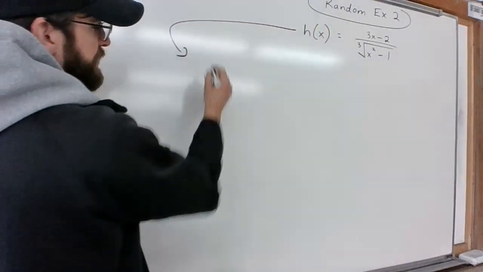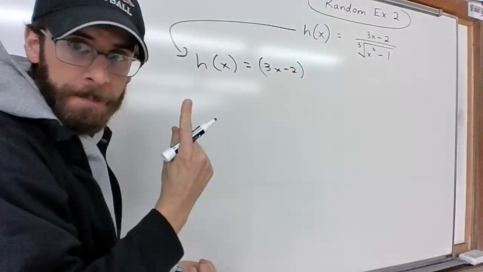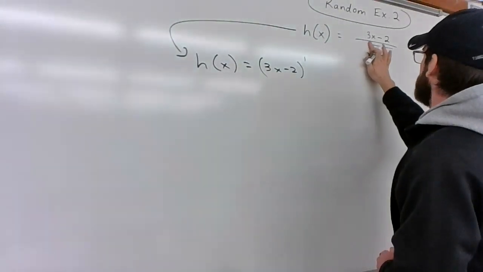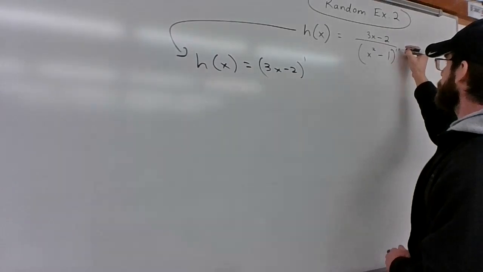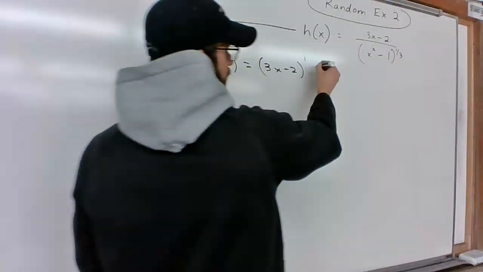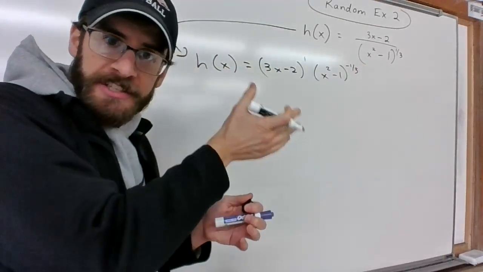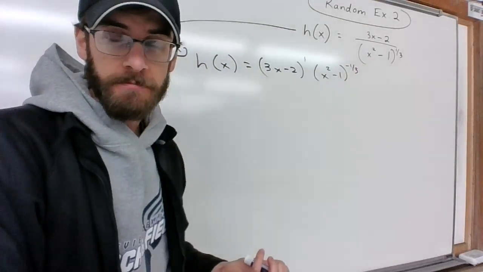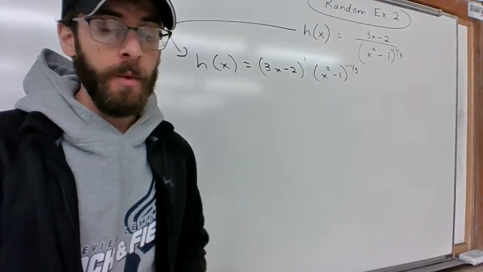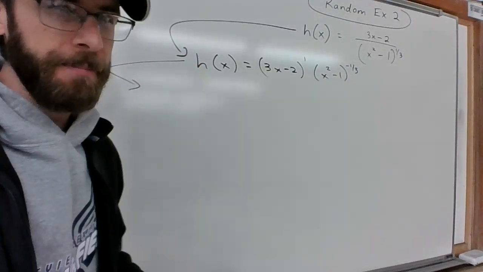I could rewrite h of x as 3x minus 2 to the 1 power times, this was a cube root, which is the same as to the 1/3 power, right? Cube roots are the same as 1/3 power. I could multiply this by x squared minus 1 to the negative 1/3 power. If you bring it out of the denominator to the top, then it's a negative exponent. Okay, so now we could maybe just use product rule and don't have to mess at all with the quotient stuff. No fractions tends to make people happy.